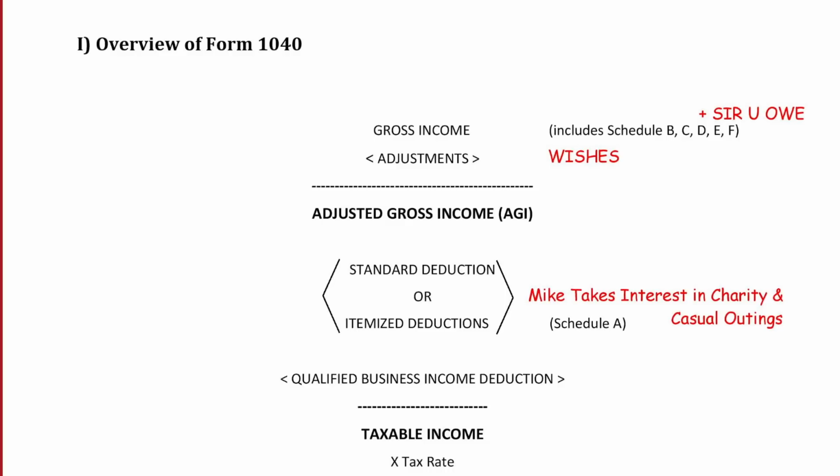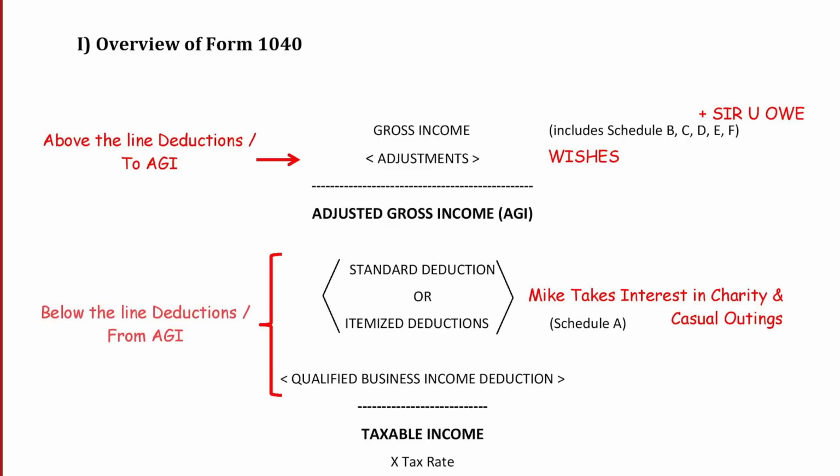Now, we've got adjustments to AGI. Draw an arrow and write above the line deductions or deductions to AGI. And draw a bracket from standard or itemized deductions through the qualified business income deduction. And right there, below the line deductions or deductions from AGI.